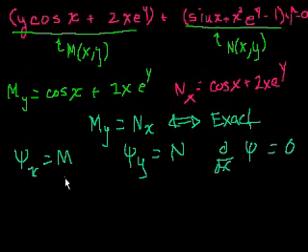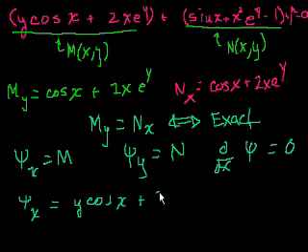So let's solve for xi. So we know that the partial of xi with respect to x is equal to m. So we could write that. We could write the partial of xi with respect to x is equal to m, which is y cosine of x plus 2x e to the y, right? That's just here. That's my m of x.